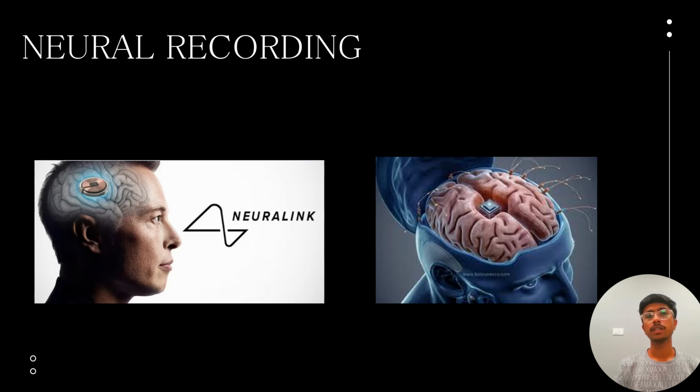Now let's deep dive into analog IC design in neural recording. Neural recording is a fundamental technique used to observe activity in the nervous system. It provides a window into how the brain and nerves function during sensing, movement, and cognition.